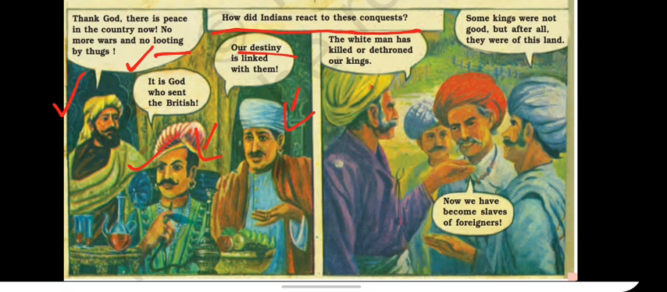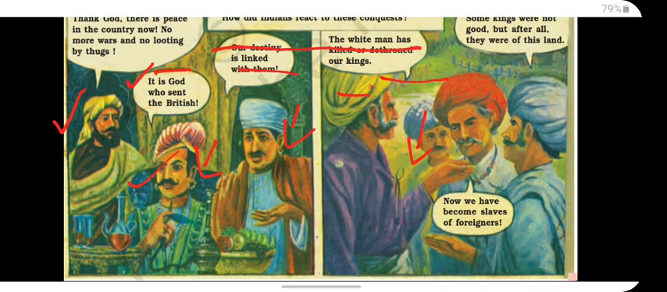But on the right picture, you see these are true Indians who are now sad and upset with the events. "The white man has killed or dethroned our king." Dethroned means when you take the king's position and power from the king, you dethrone the king, or you kill the king. So white men here are the English people, the East India Company. "Some kings were not good, but after all, they were of this land."